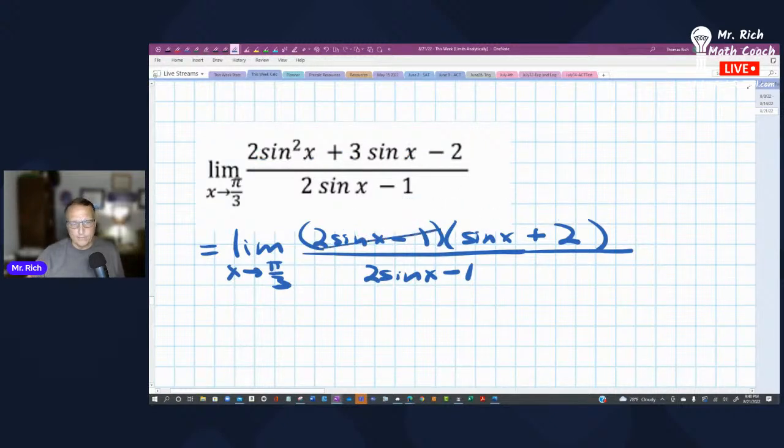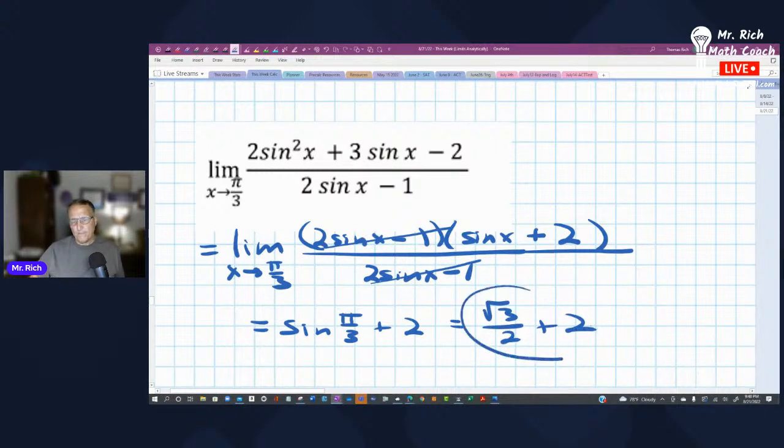What this allows me to do is to cancel those two terms. Now this is much easier through direct substitution. This becomes sine of pi over 3 plus 2. I know that sine of pi over 3 is root 3 over 2, plus 2. And that's my simplest pathway to get to my answer through direct substitution.